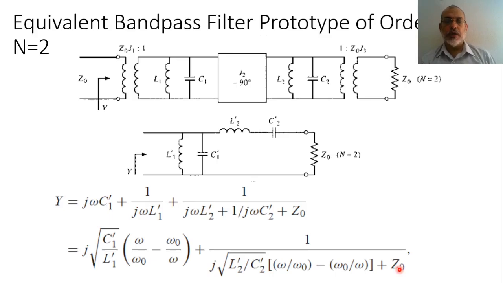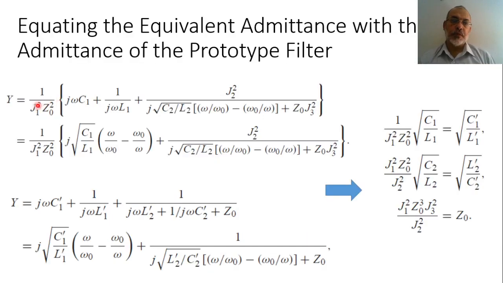Now, by equating the input admittance of the filter prototype to the input admittance of the capacitively coupled resonator filter, where this is the input admittance of the capacitively coupled resonator filter and this is the input admittance of the bandpass filter prototype, we can obtain by equating the corresponding terms that 1 over J1 squared Z naught squared multiplied by square root C1 over L1 would equal the square root of C1 prime over L1 prime.